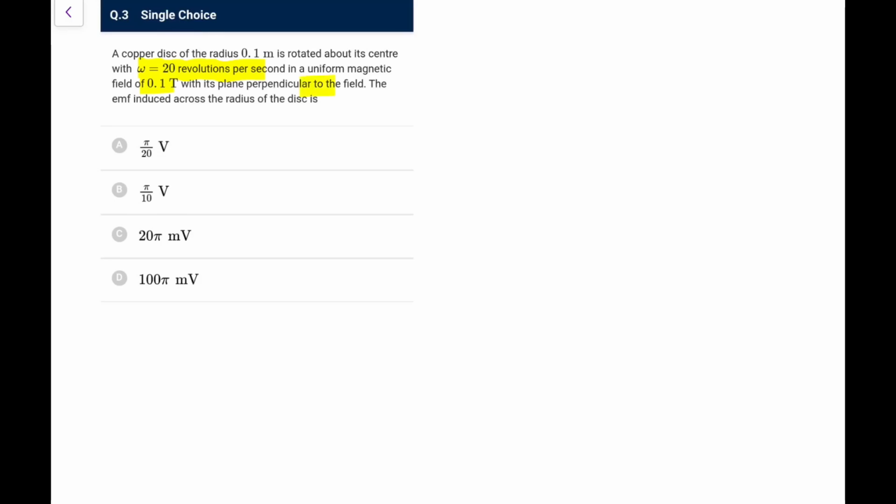The EMF induced across the radius of the disc is... So we did this question yesterday also. Across the radius, what you have to do is take this as a rod about this, go by x and take that dx. The velocity of this would be omega x, so the EMF dE in the small section would be B omega x dx, and if you integrate it from 0 to r, the EMF would be B omega r square by 2.